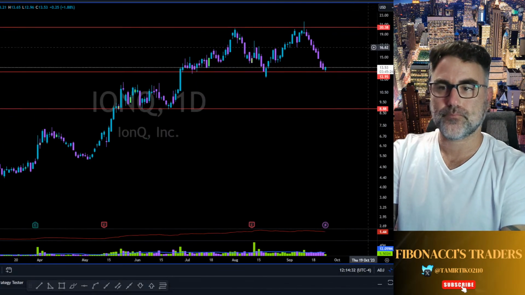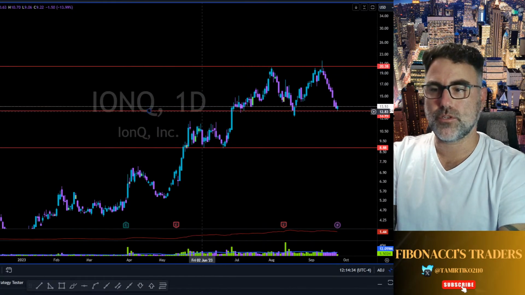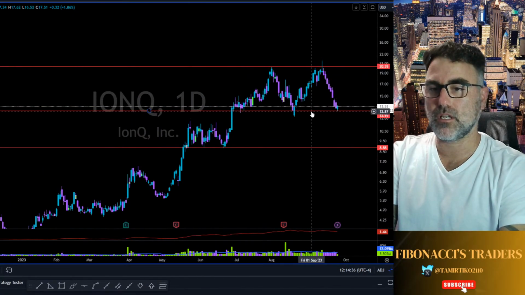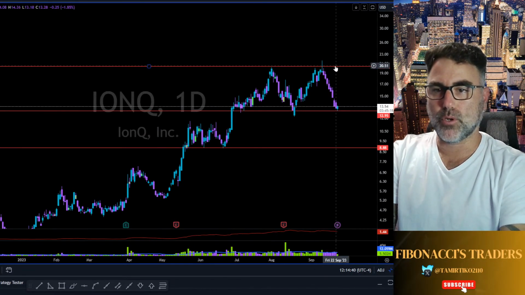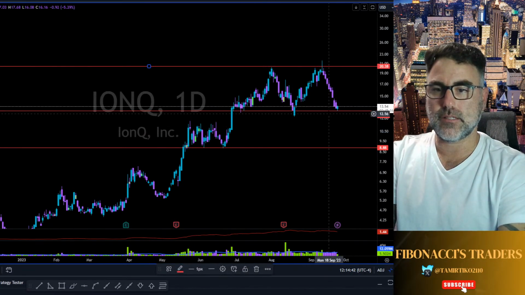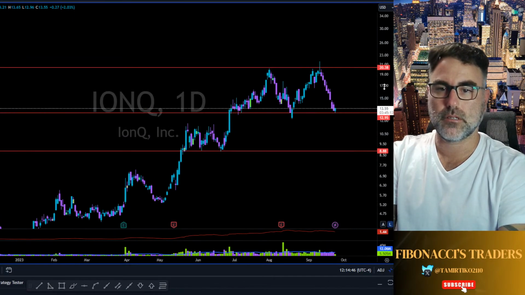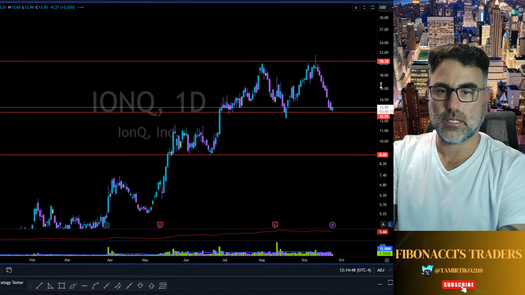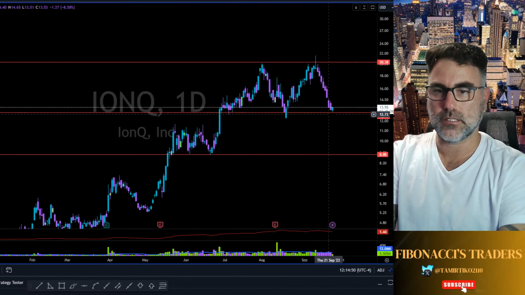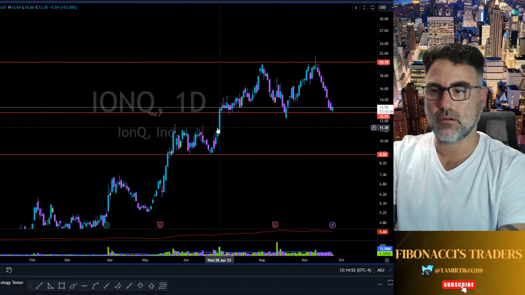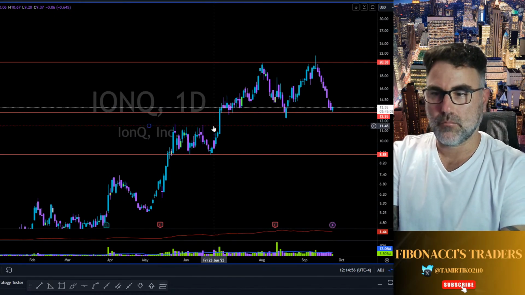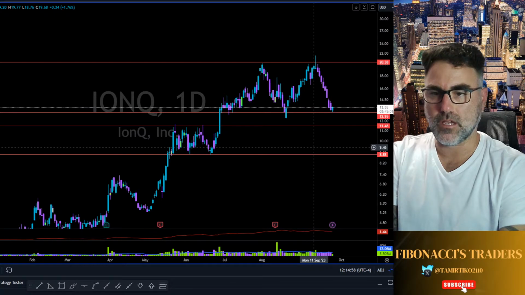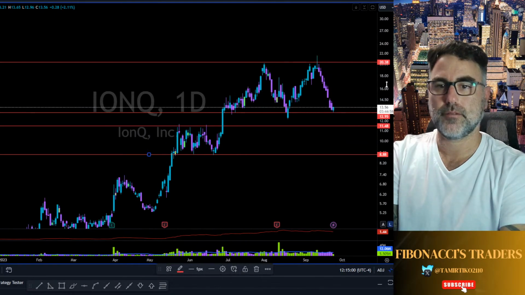IONQ. I don't know when we drew these lines, but they are holding perfectly. We have double top scenario of the 20.5 area. This area, the neckline as it's called on technical analysis, this neckline is holding, breaking down and under. We are heading towards the 11.50. Below 11.50, 8.88.